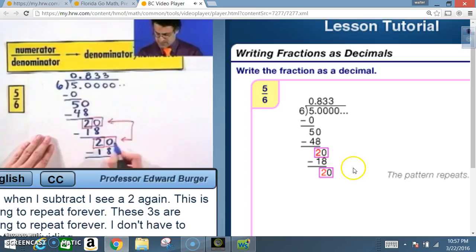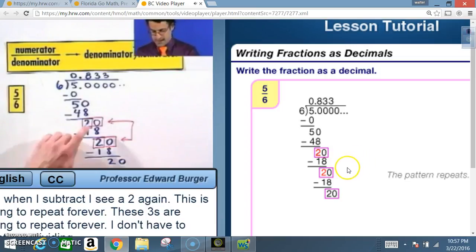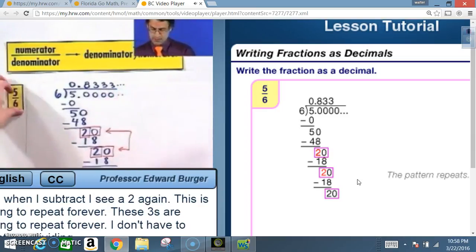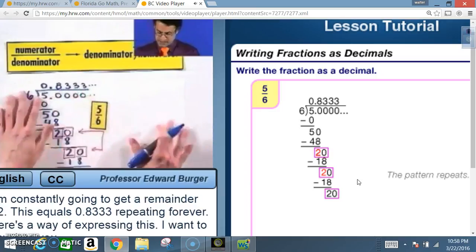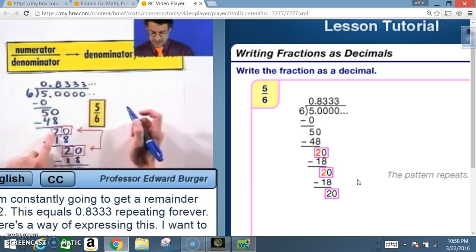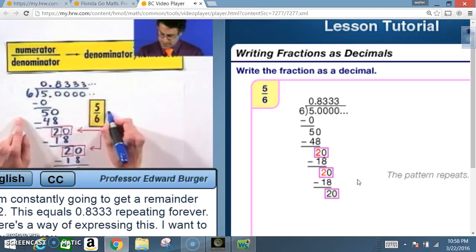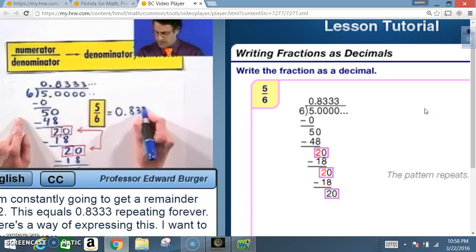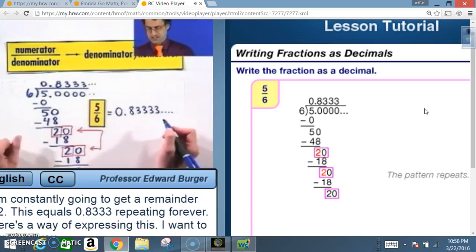When I subtract, what do I see? I see a 2 again. And this is going to repeat now forever. We can see that. So in fact, these 3's are going to repeat forever. I don't have to continue dividing. I can see that it has to repeat because I constantly am going to get a remainder of 2 here. And so I see this equals 0.83333 repeating forever.